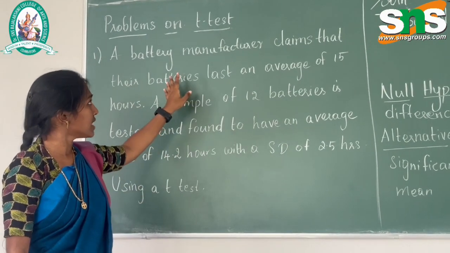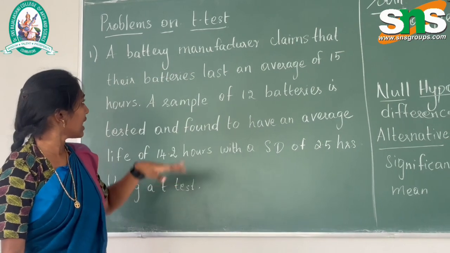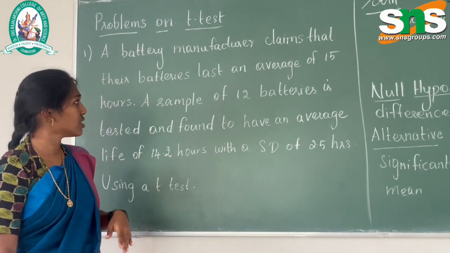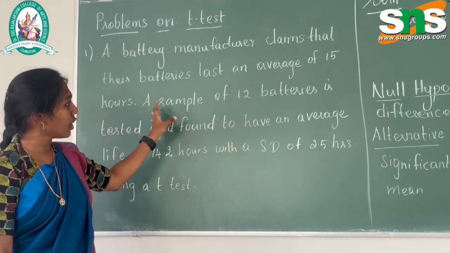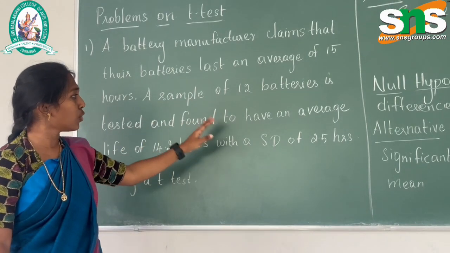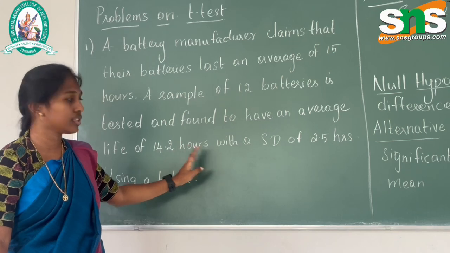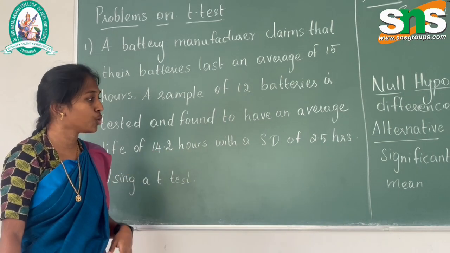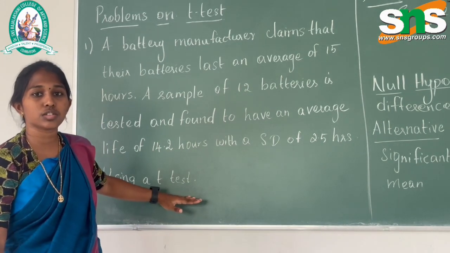This is the problem statement. A battery manufacturer claims that their battery lasts an average of 15 hours, and we are going to take one sample, that is a sample of 12 batteries tested and found to have an average life of 14.2 hours with a standard deviation of 2.5 hours. We have to find this using the t-test.